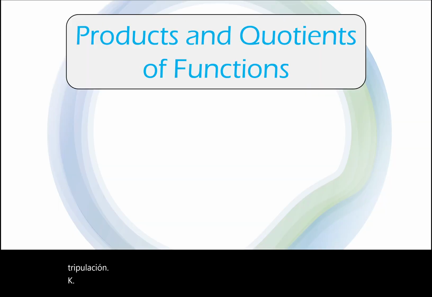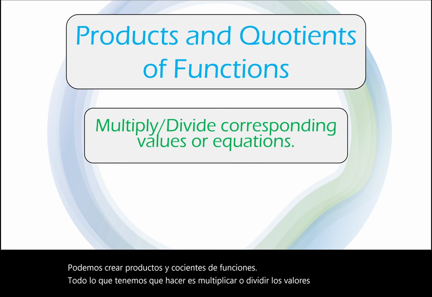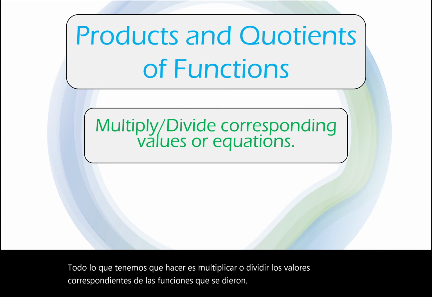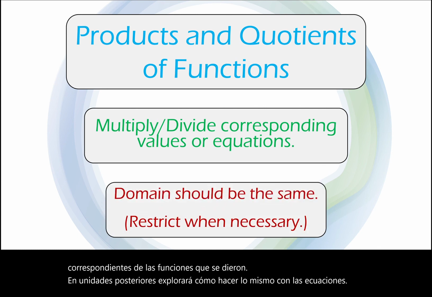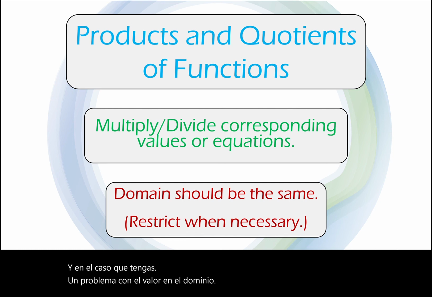So what we've seen is that we can create products and quotients of functions. All we have to do is multiply or divide the corresponding values of the functions that were given. In later units, we'll explore how to do the same thing with equations. Just like with sums and differences, the domain needs to be the same. And in the event that you have an issue with a value in the domain, you can restrict it when necessary.